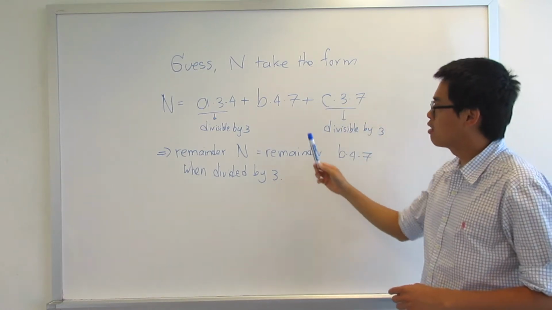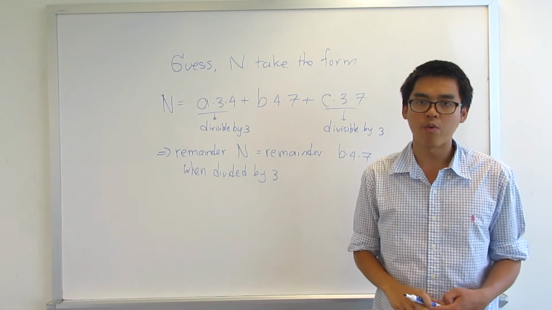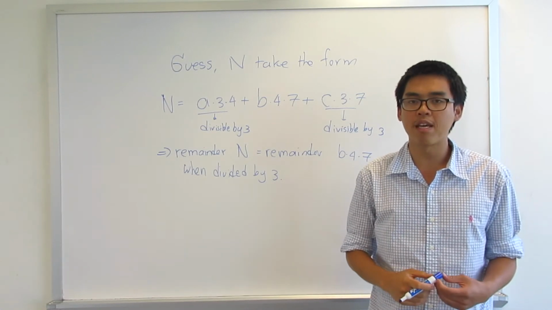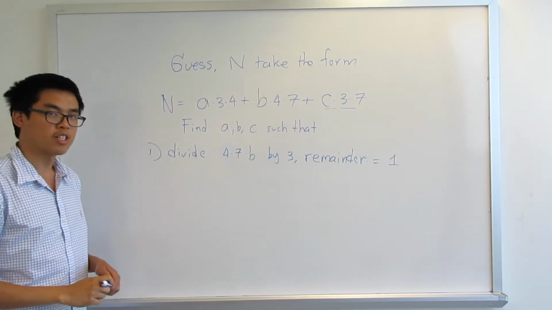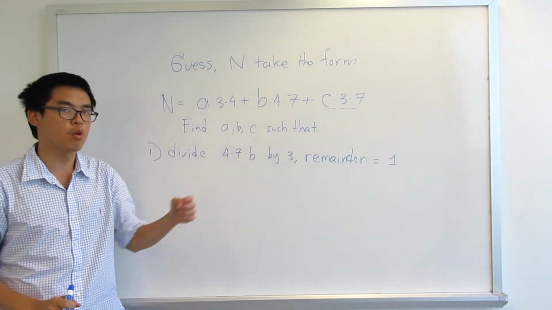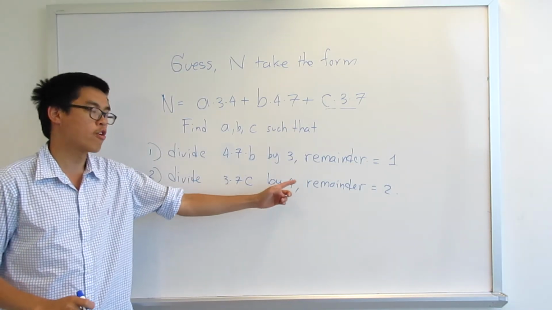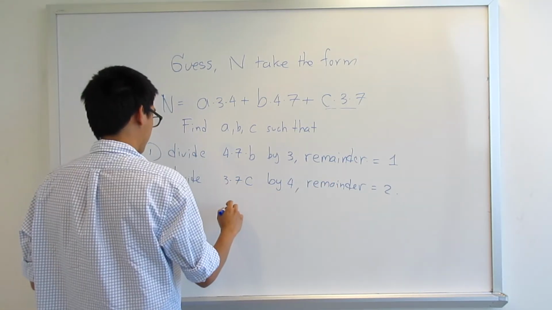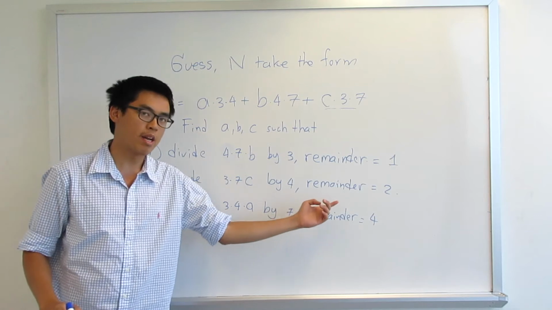And for 7, remainder will solely depend on this guy. The 3 conditions that we originally asked can be rephrased as follows. First condition is when we divide 4 times b times 7 by 3, we want remainder to be 1. You divide 3 times 7 times c by 4, remainder is 2. And then when you divide 3 times 4 times a by 7, remainder is 4.